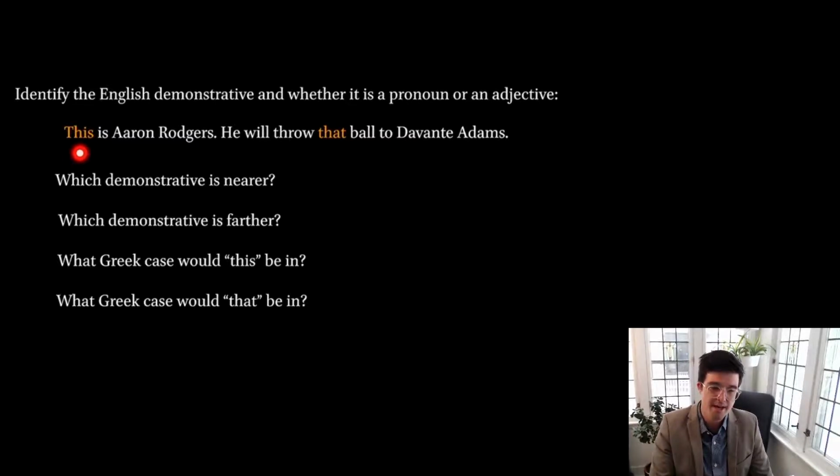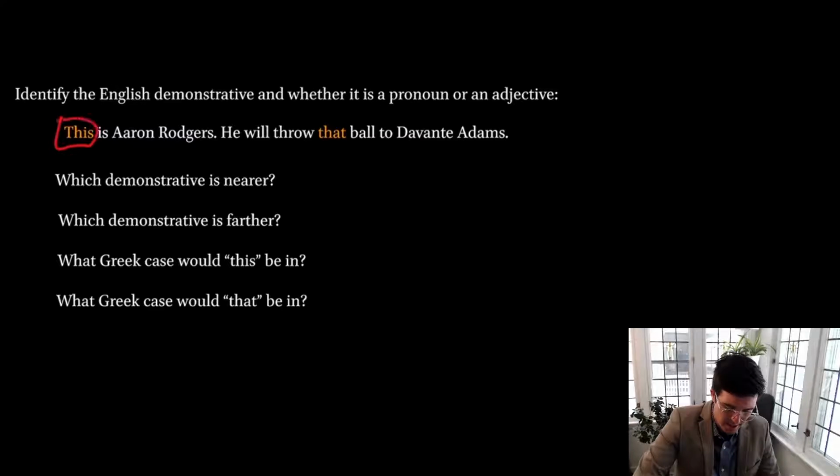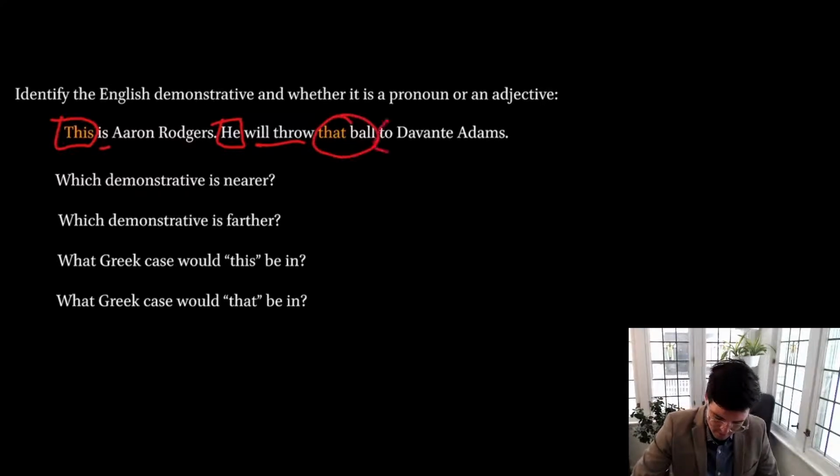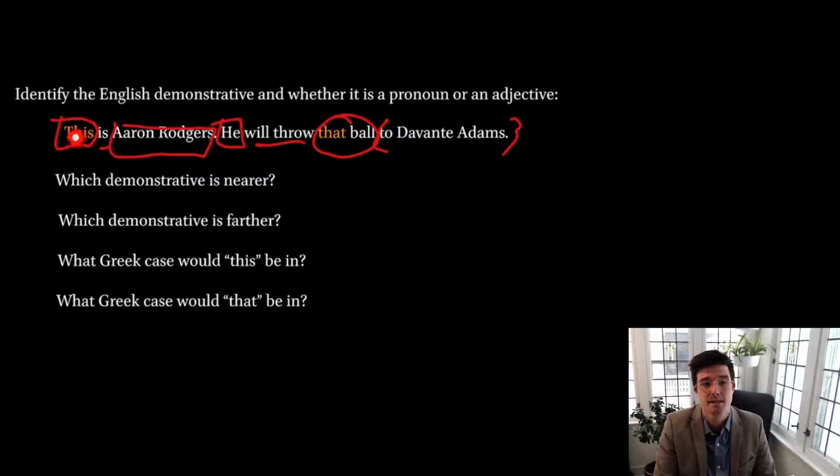So in the case of this, we would have the nominative as the subject of the to be verb is, and then that would be in the accusative case as the object of throwing. So if we were to mark our sentences, it would be something like this. So this is Aaron Rodgers, and Aaron Rodgers we might also put in a square because it's the predicate, which would be in the nominative case in Greek. And this is the subject, which would certainly be in the nominative case in Greek.